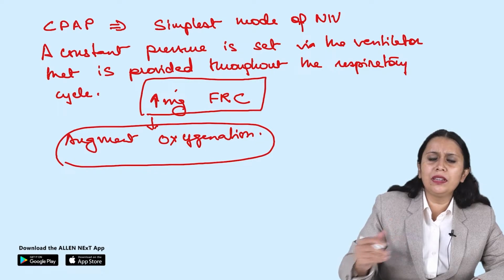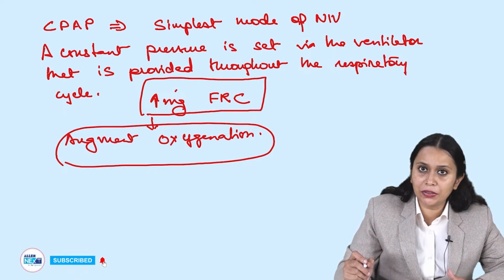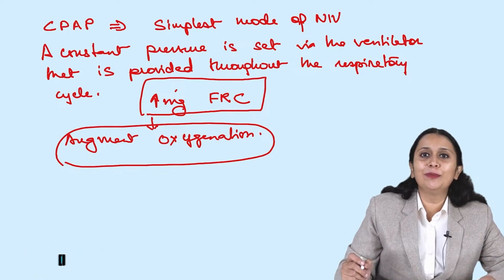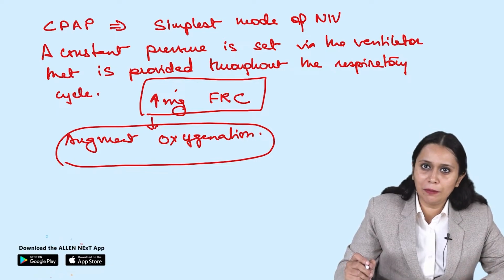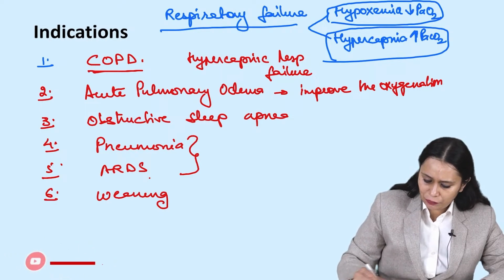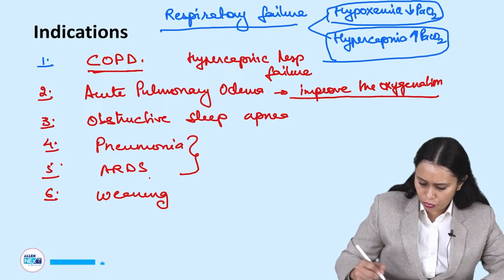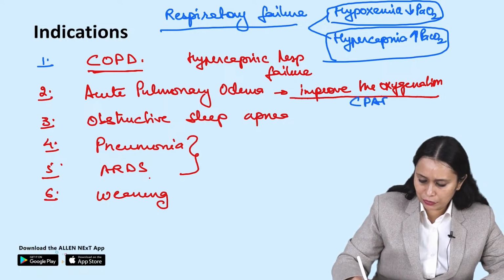So this mode is useful when we have to improve the oxygenation of the patient, not when we have to improve the ventilation of the patient. Got my point? So in a pulmonary edema patient, where we have to improve the oxygenation, the CPAP mode would be the best mode, right?